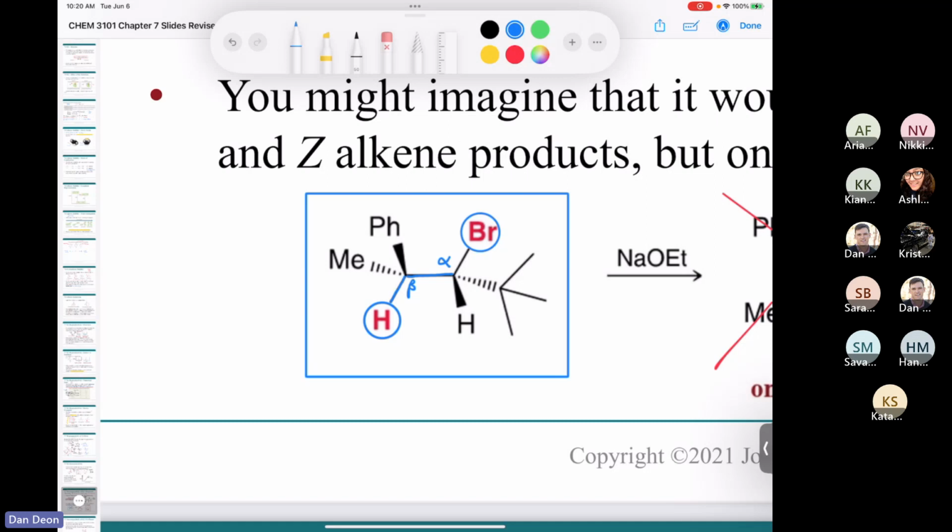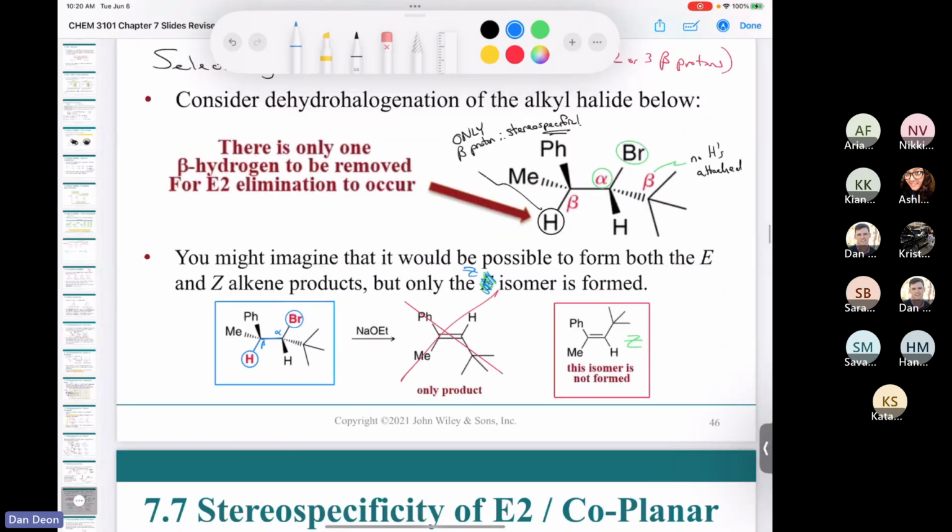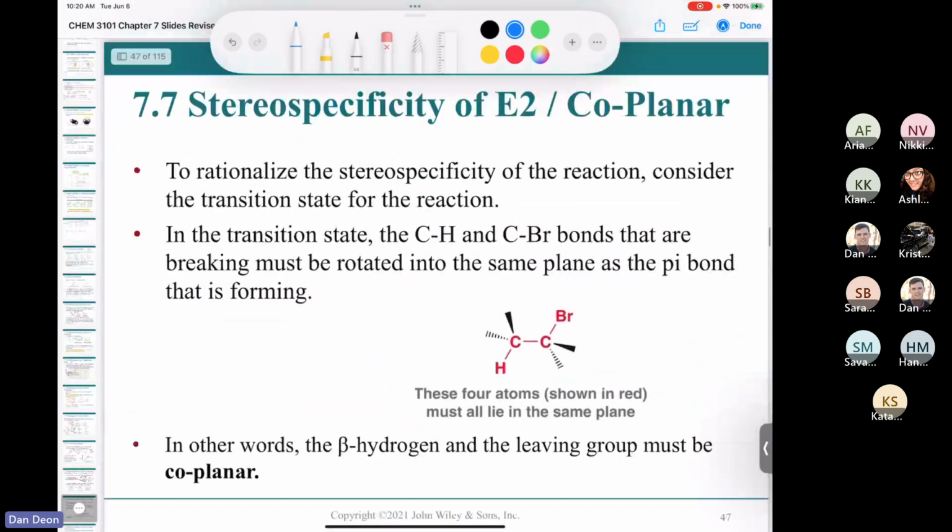And then all you have to do is draw the mechanism and you're done. So if you're like, I'm not understanding what you're saying, well, trust me, I'm your teacher. I'm going to go into the whole details of it. But that was the short version of it, okay? So to rationalize the stereospecificity, now I'm going to give you the longer explanation.